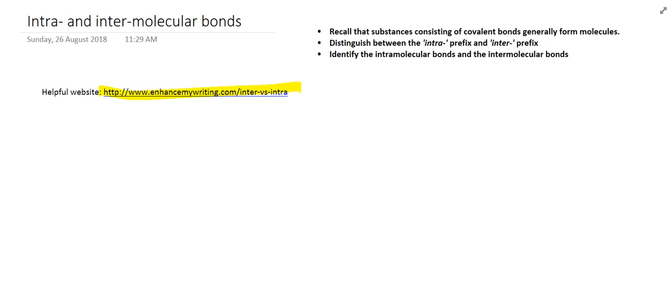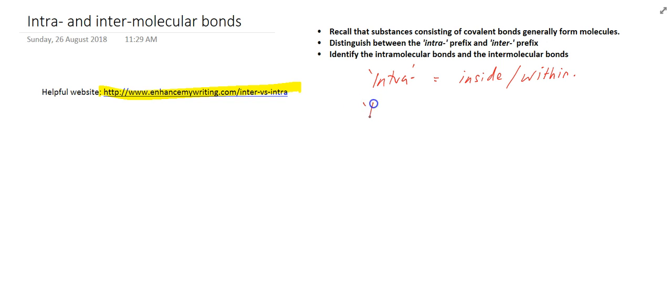Let's go. So generally speaking, the intra prefix, if we look at the prefix, means inside or within. A couple of examples could be intranet. If you've ever seen that word intranet, it refers to the network associated with one particular location. So it's like a company's own network or a school's internal network.